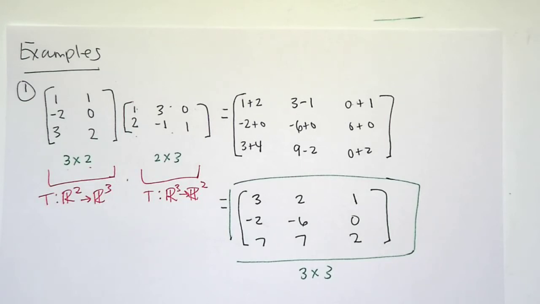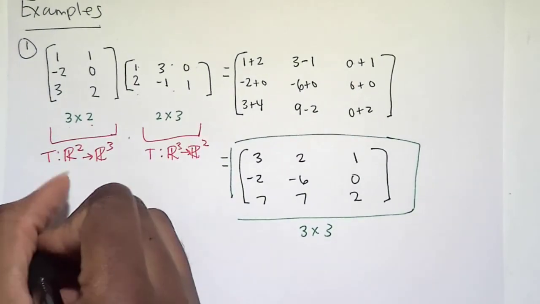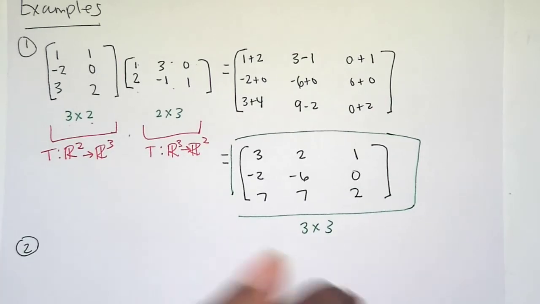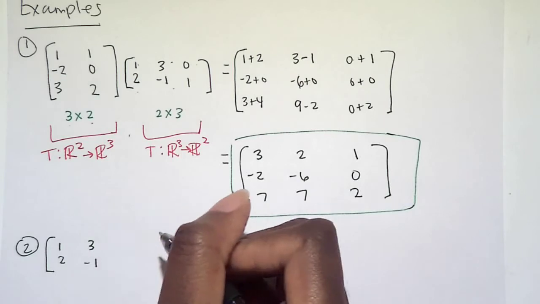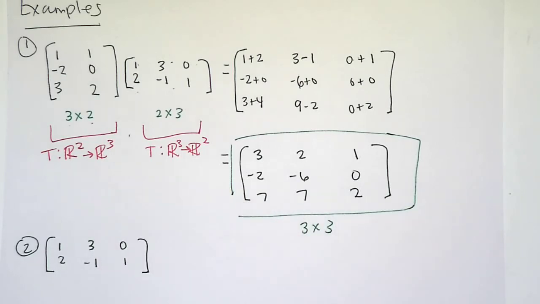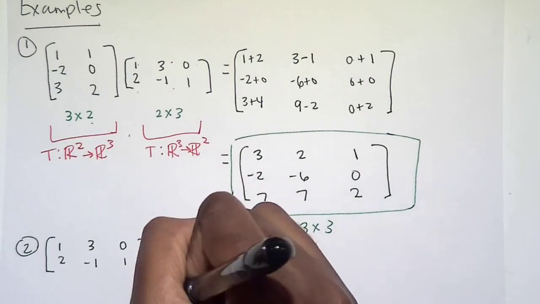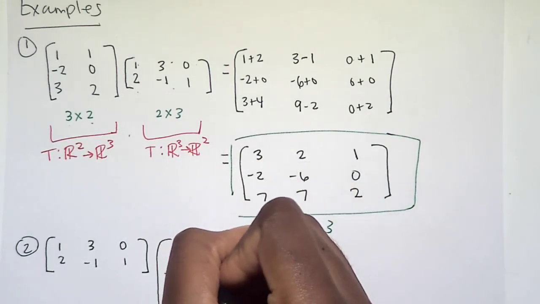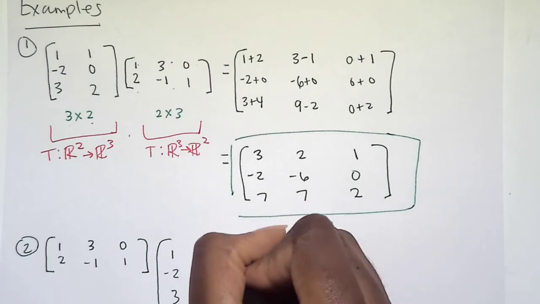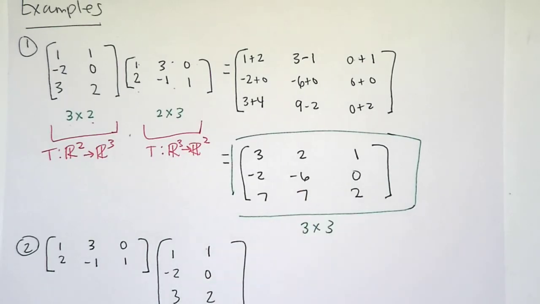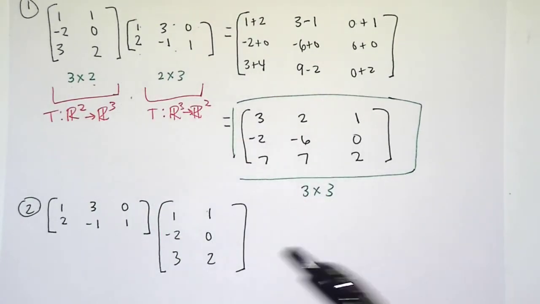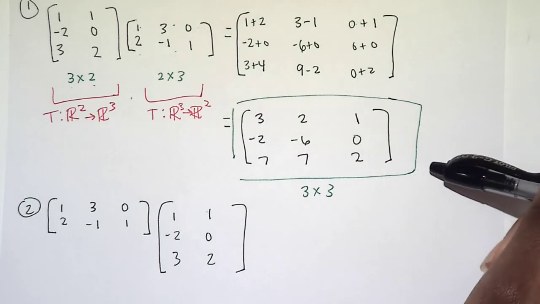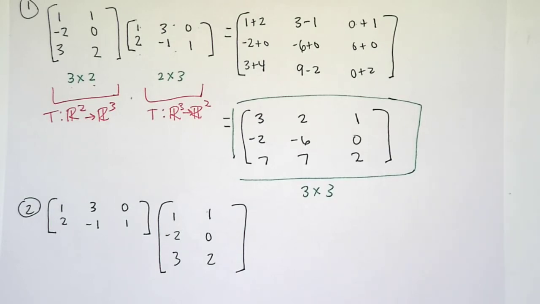Okay, let's look at another example of matrix multiplication. So example number 2, let's say we have the opposite way. So this matrix first, 1, 2, 3, negative 1, 0, 1, times 1, negative 2, 3, 1, 0, 2. Do we expect that multiplying the same two matrices in a different order will give us the exact same resulting matrix? Remember, dimensions are very important.